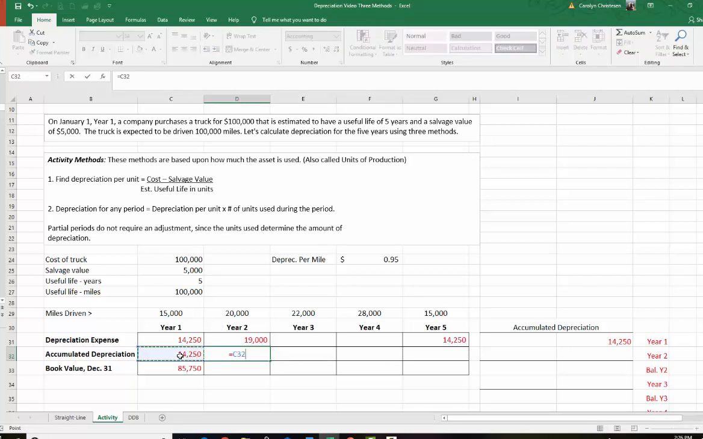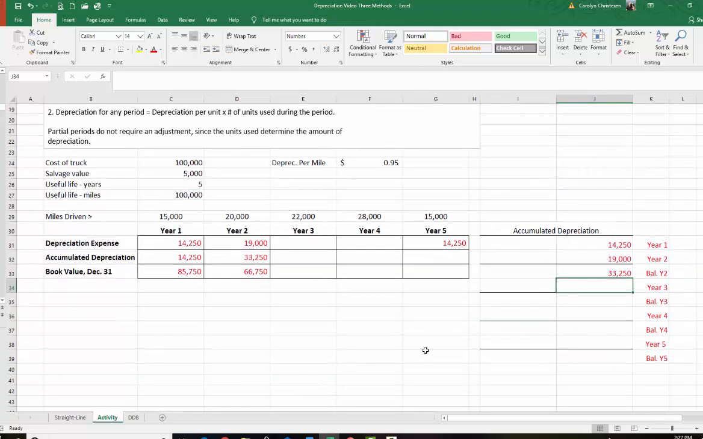How much is our accumulated depreciation? It's equal to last year's accumulated depreciation plus the expense for this year. Our book value is equal to cost of the truck minus accumulated depreciation. So over here, we're going to put in our depreciation, and this is equal to that plus that.